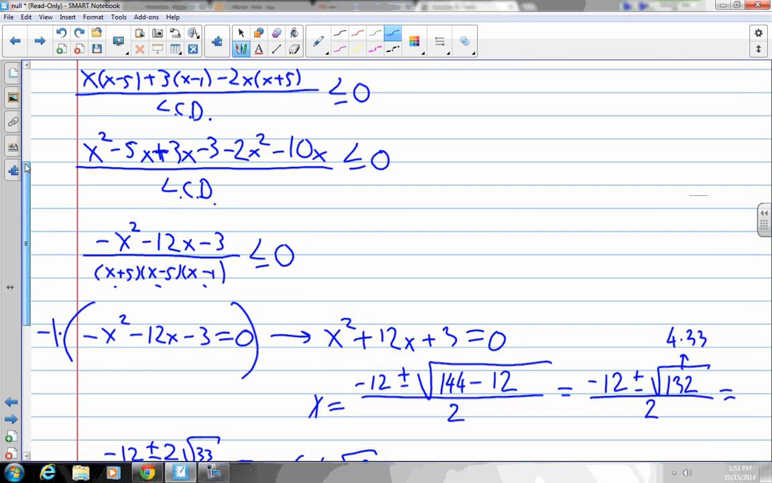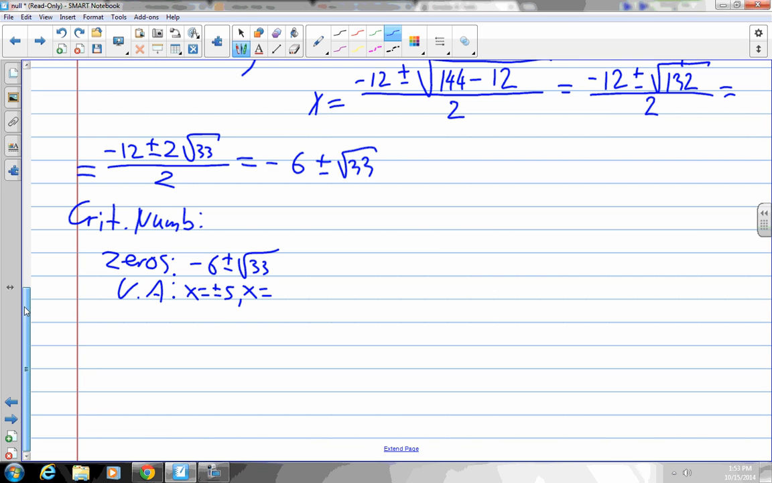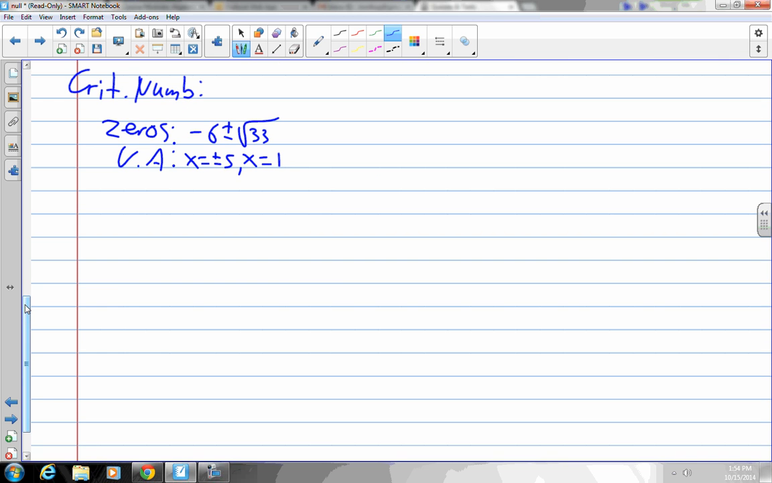Positive 1, right? Yeah, positive 1, because it's x minus 1 as a factor. Okay, are we good? I don't really care what those numbers are numerically, because I can still place all of these numbers onto my number line.